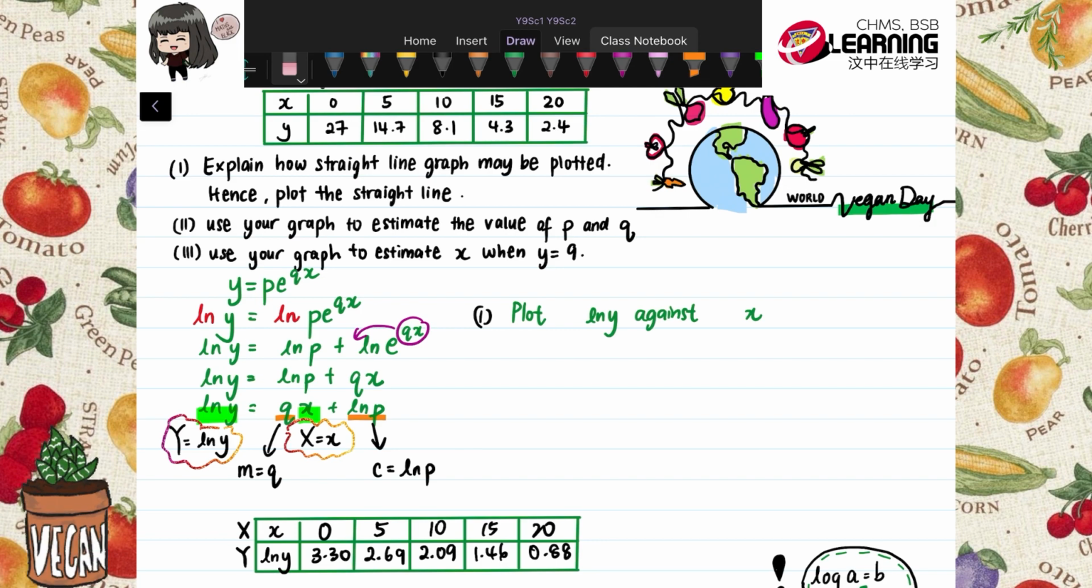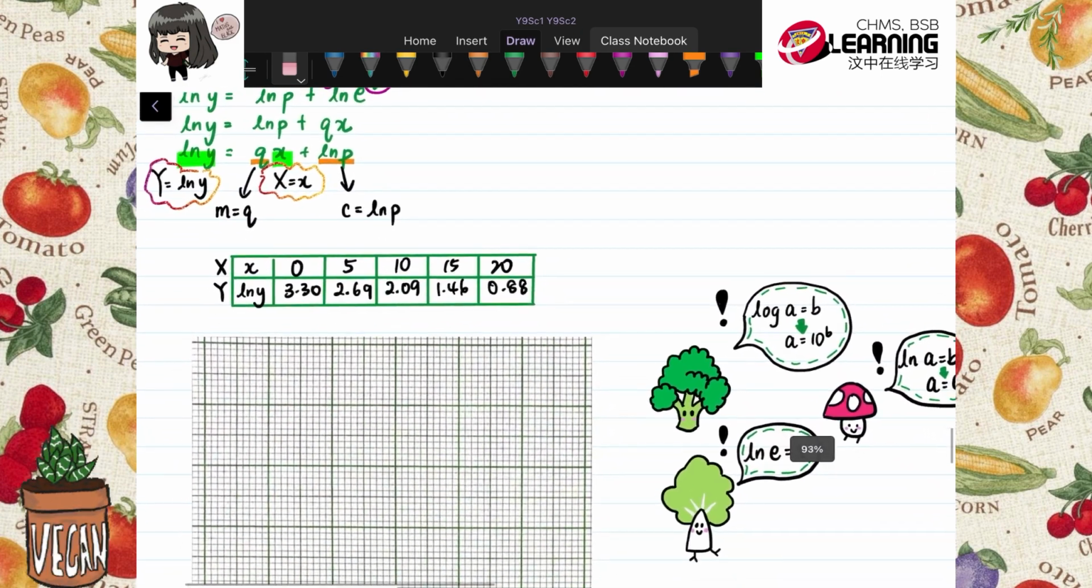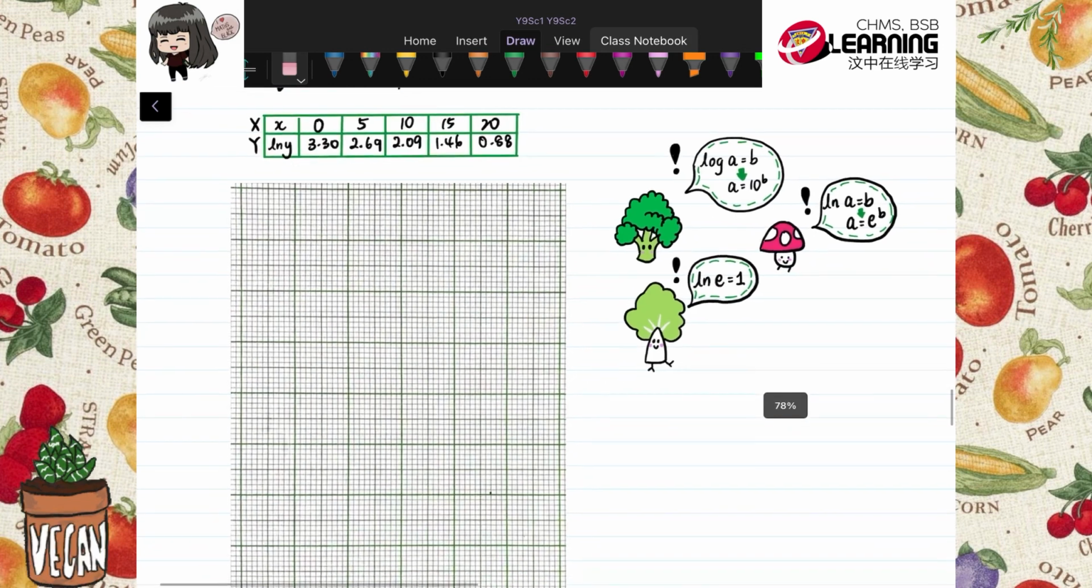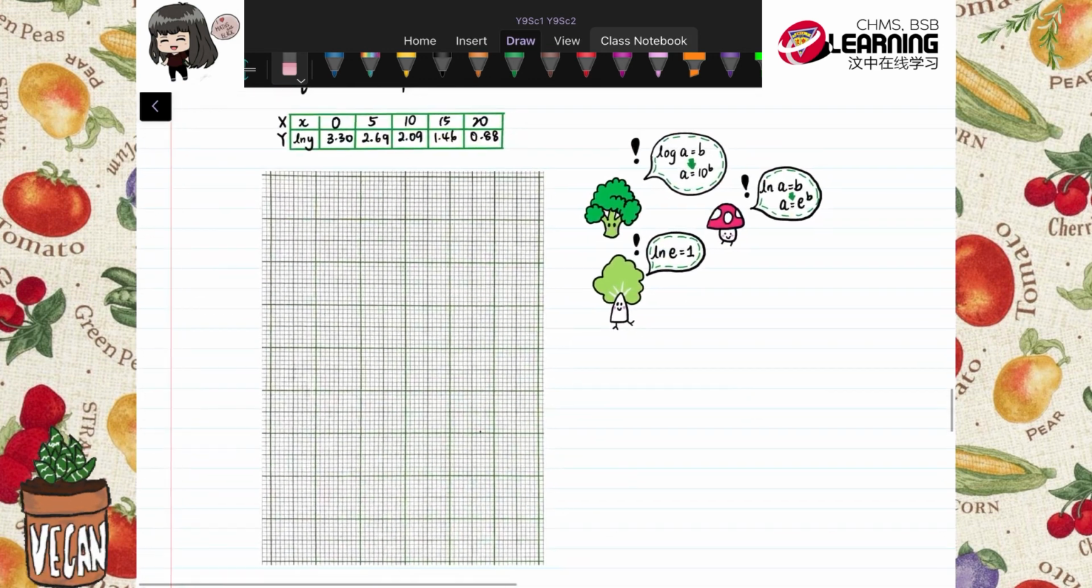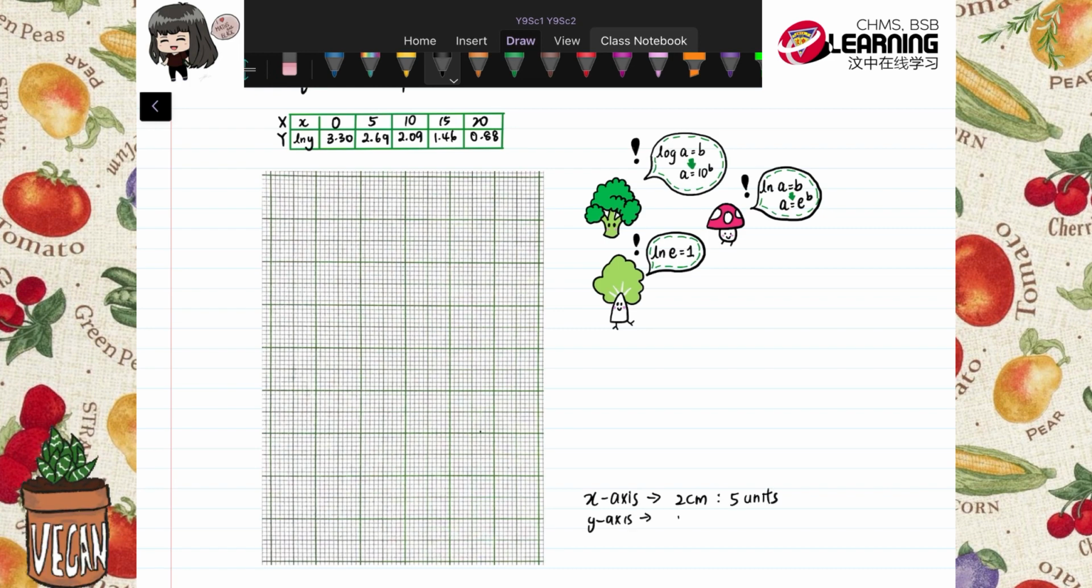So how may a straight line be plotted? You plot ln y against x with the working here, and then you plot the straight line by constructing a new table, and then you draw the graph. Okay, so for the scale here, you can follow my scale. What I'm going to use here for my x-axis is 2 centimeters to 5 units, and for the y-axis I will use 2 cm to 0.5 units.